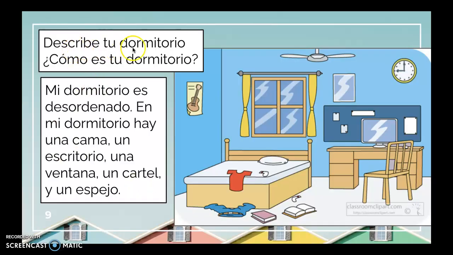All right. Describe tu dormitorio. Describe your room. ¿Cómo es tu dormitorio? What is your room like? How is your room? So, mi dormitorio es desordenado. We're going to use that es again, right? It is, and you can describe the general state. Now, in this case, instead of saying tiene, which I could say, I'm going to say, en mi dormitorio hay. In my bedroom there is, or there are, una cama, un escritorio, una ventana, un cartel, y un espejo.